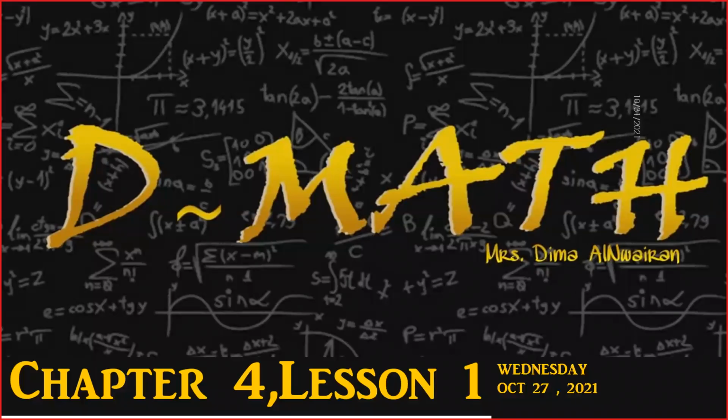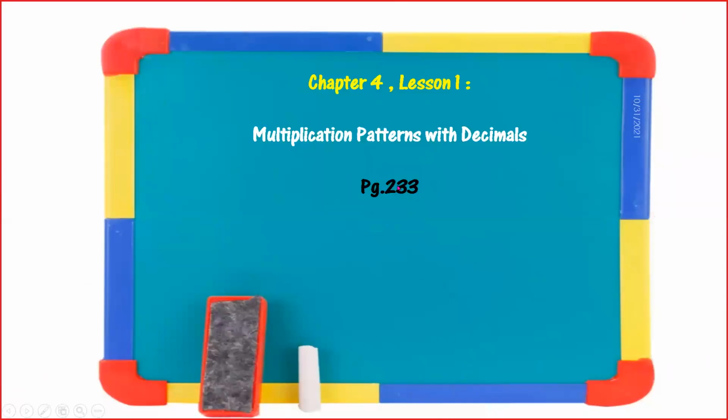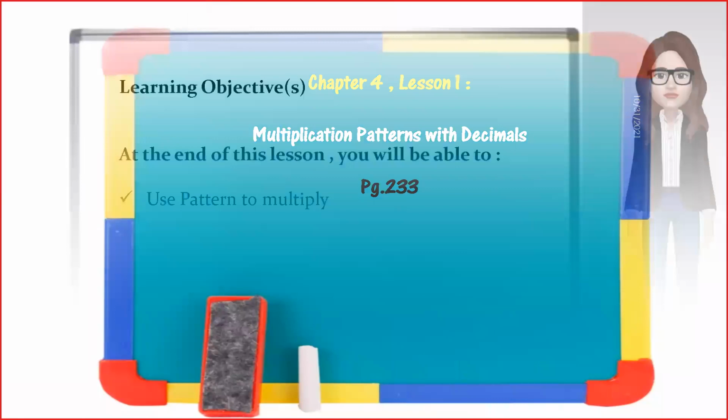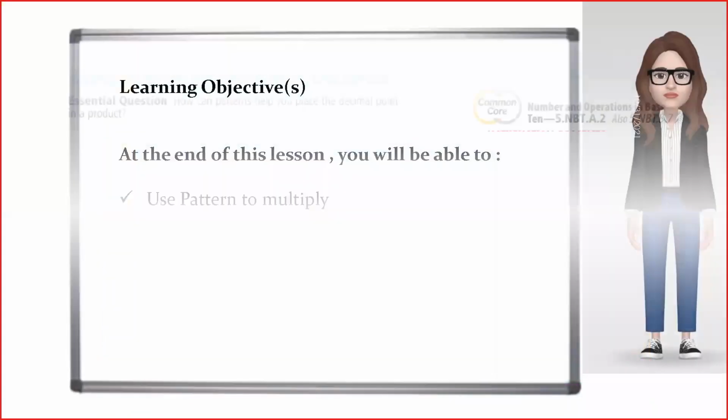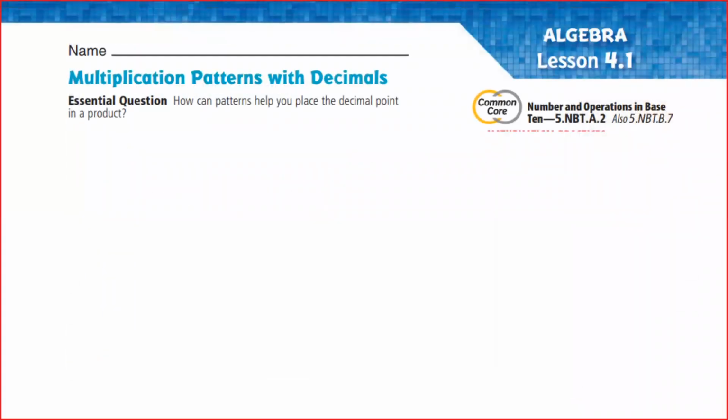Good morning. Today we're going to start a new chapter, chapter 4, lesson 1, which is about multiplication patterns with decimals. All of you, please open your book to page 233. Multiplication patterns with decimals, lesson 4.1, page 233.